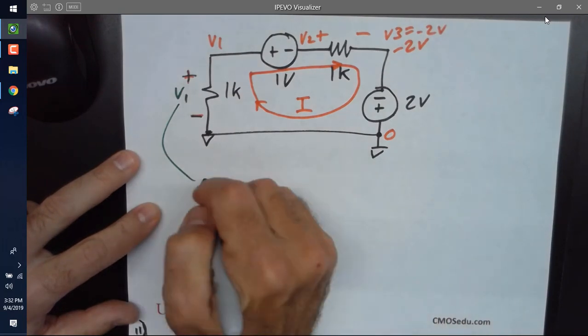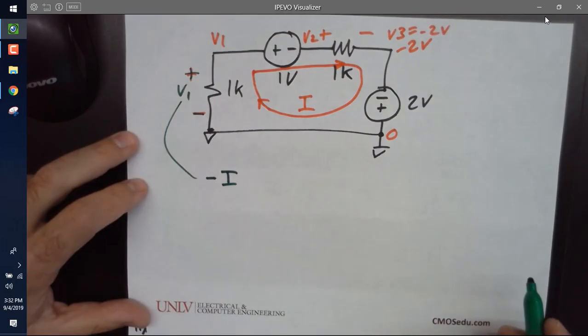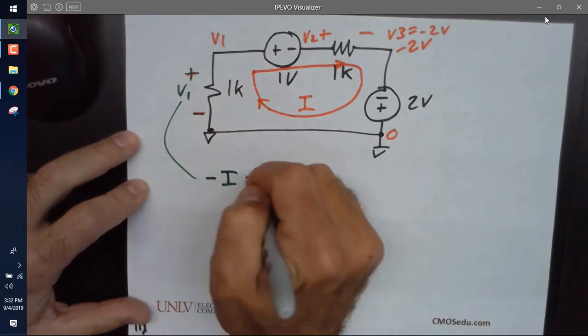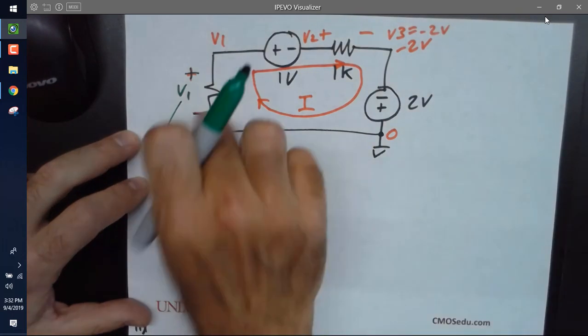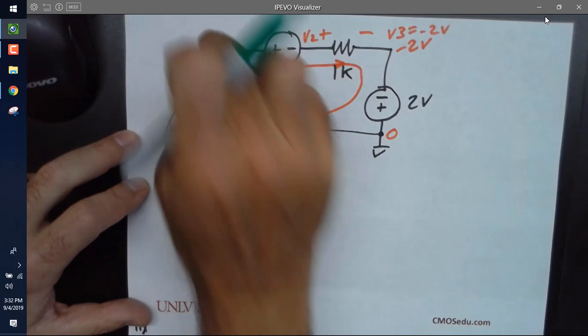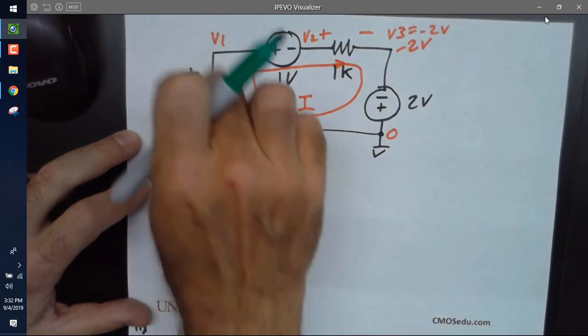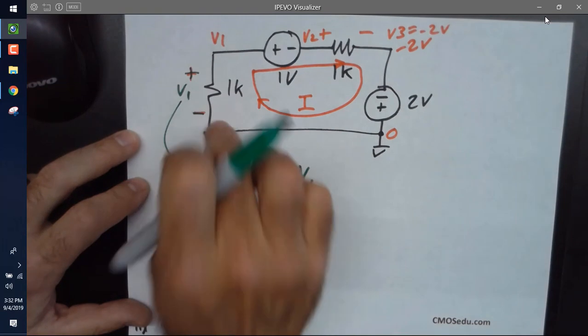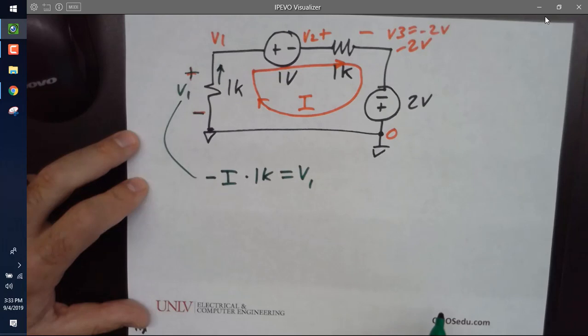Minus, well, I don't know what it is. I've got to solve for it. Minus I times 1K. Anybody not follow that? If I put plus minus like that, then it would be minus V1. And then I would have the voltage drop from plus to minus would be positive I. Does anybody not follow this? The current's going up like that. Shall I proceed?